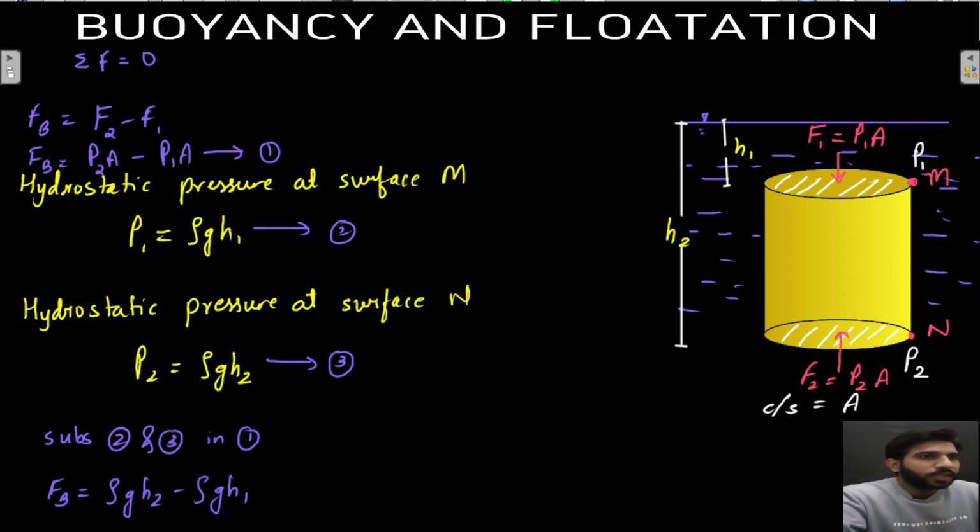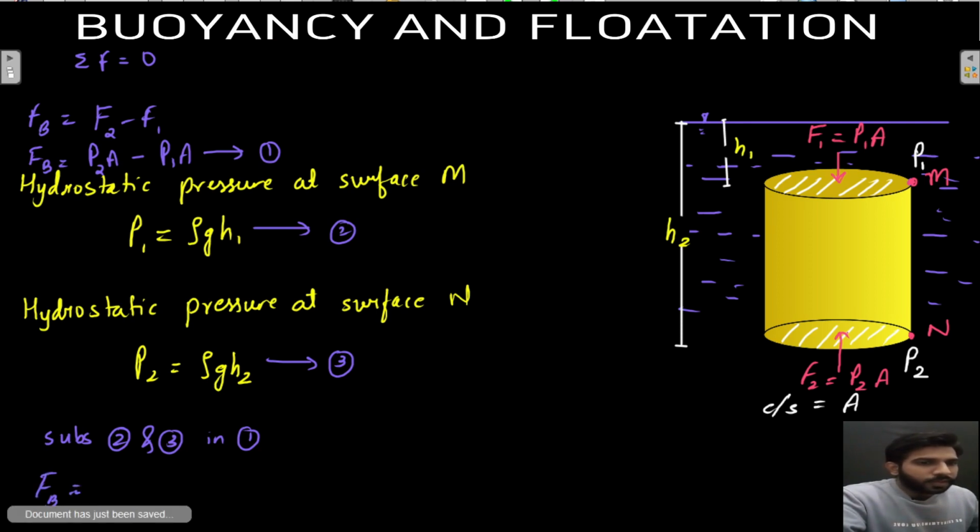So let us rewrite this again. FB is equal to rho g h2 into A minus rho g h1 into A.